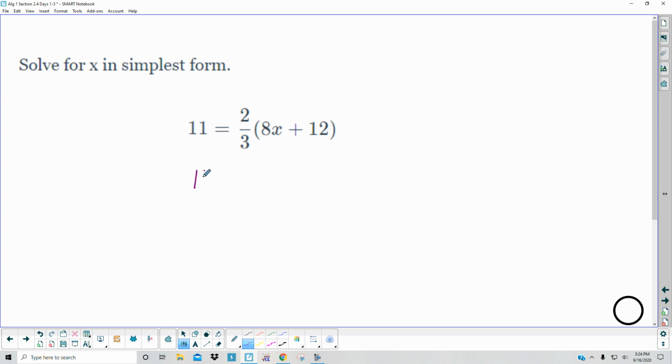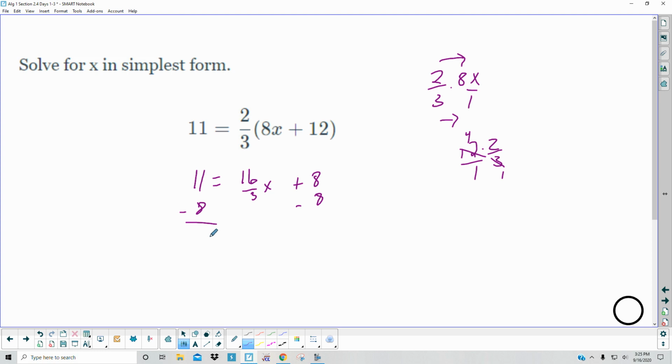Distribute the 2/3 in. So I have 11 equals, I have 2/3 times 8x. Nothing cancels, so you just go straight across. So that would be 16/3 x, and then I have 12 times 2/3. The 3 goes into itself once, into 12 4 times. So I have 8 plus 8. Subtract the 8 from both sides, and I have 3 is equal to 16/3 x. To get rid of the 16/3, I multiply both sides by 3/16. This is over a 1. Nothing cancels diagonally, so you multiply straight across. So I have 9/16 is equal to x.